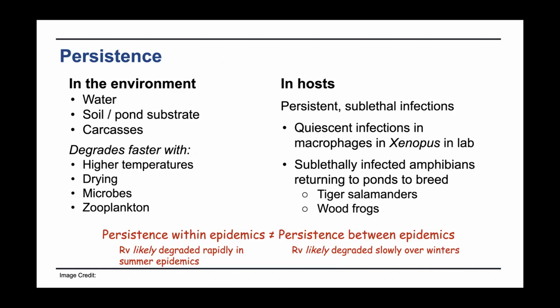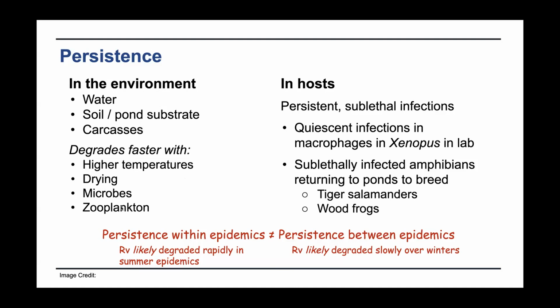So ranaviruses are broadly thought to be fairly robust in the environment or to environmental perturbations. They can certainly persist in the water. They can persist in soil or pond substrates. They can persist in infected carcasses as well. This is important. A carcass itself can be infectious to others. But those viruses do degrade, and they degrade faster at higher temperatures, as you might expect. If they're dried out, at least in pond substrates, they seem to be inactivated.